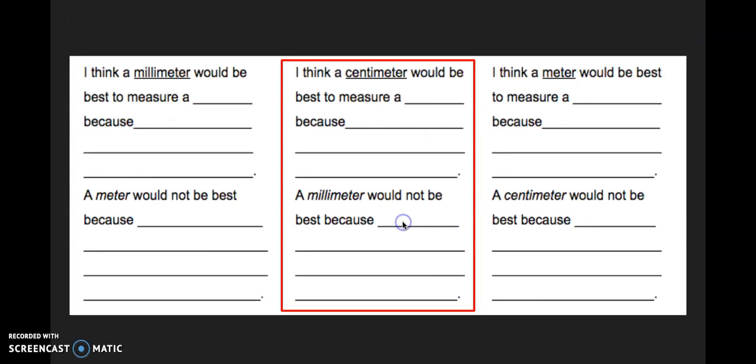All right, students, next, you need to do the same thing down below with your centimeter boxes. I think a centimeter would be best to measure, what is your object? Because, and tell your science teachers why. Why would a centimeter be good to measure your object? Okay. Then you need to explain why a millimeter would not be good to measure your object. Okay. So pause the video, press play when you're ready to move on.